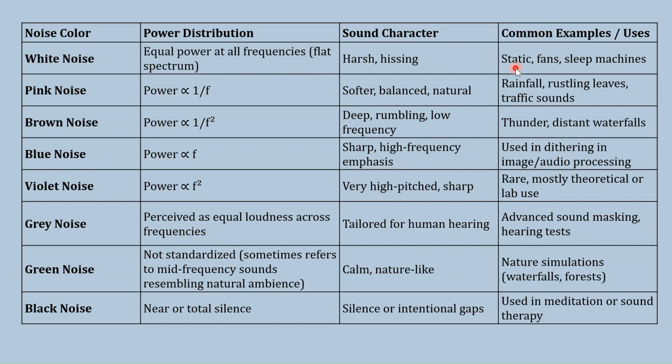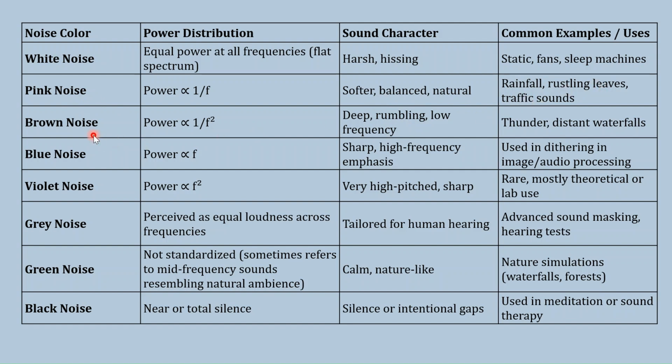And here we have the examples like the static or the fans, and it is mainly used in the sleep machines. And then we have the pink noise. Here the power is inversely proportional to the frequency, and the pink noise is characterized as the softer, balanced or the natural sound. Its examples are rainfall, rustling leaves or the traffic sound.